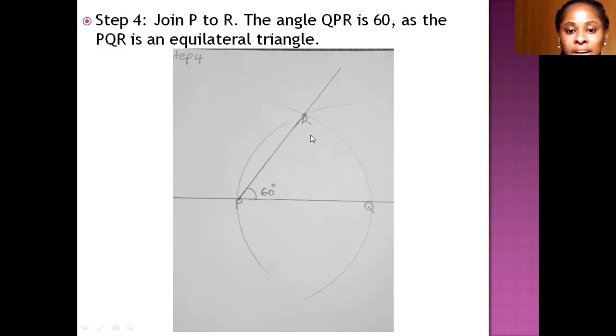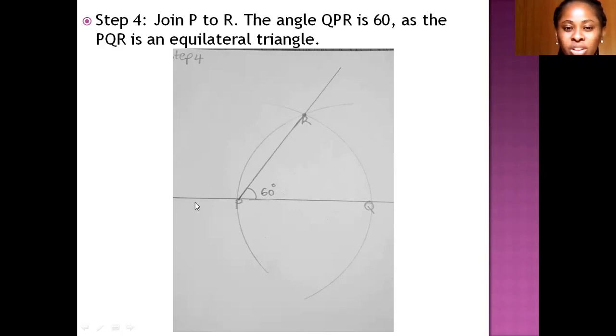If R here is 60, here is 60, here is 60, when you sum this triangle together, it gives us 180 degrees. But that is not what we're asked to do. We're asked to construct angle 60 degrees.